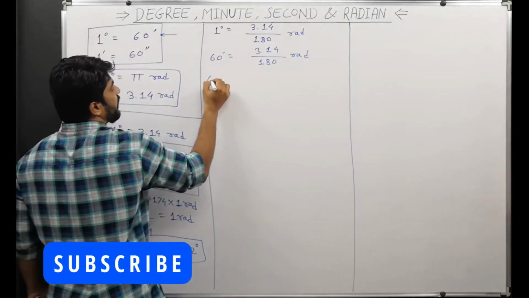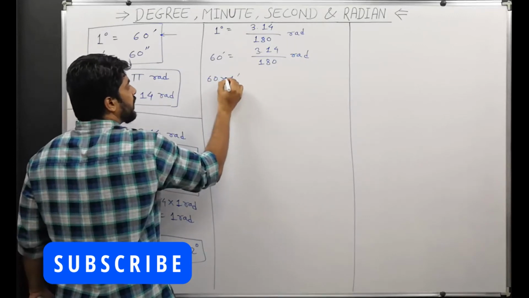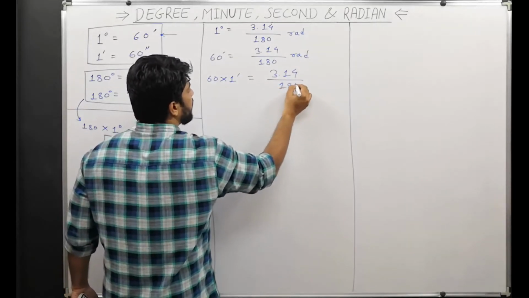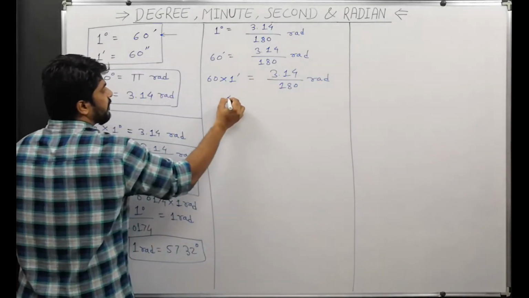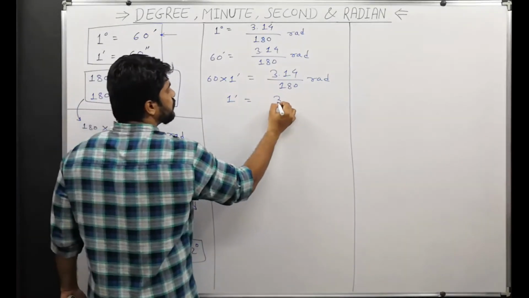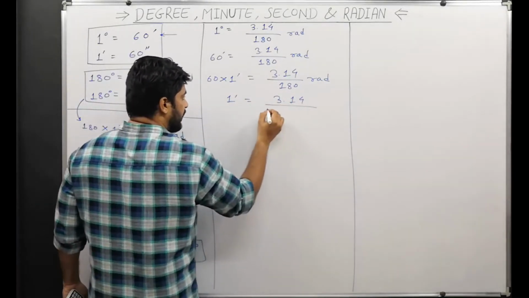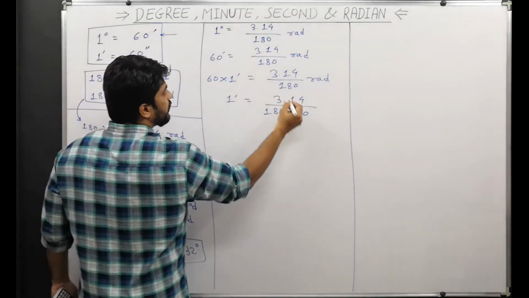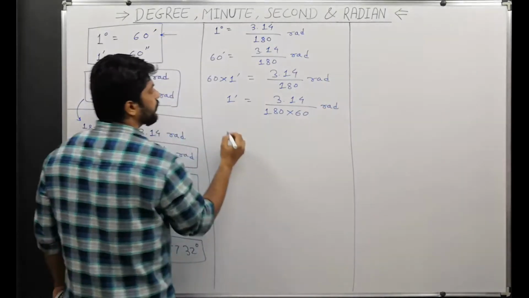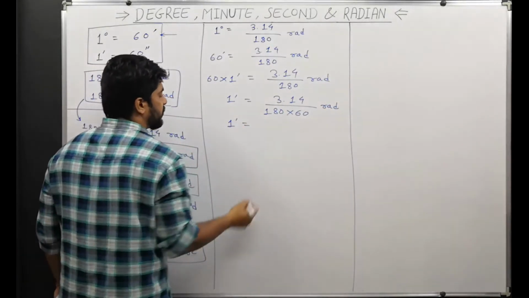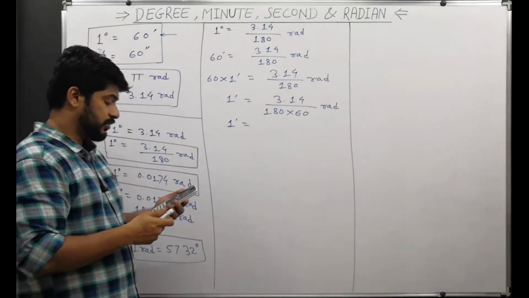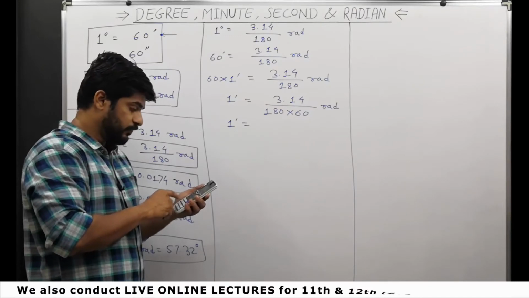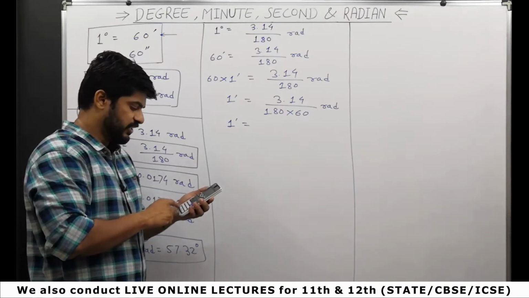Okay, now from this we can write 60 into 1 minute is equal to 3.14 divided by 180 radian. From this I can write 1 minute is equal to 3.14 divided by 180 into 60. Right? Just we have divided this. So 1 minute is equal to this, and we can just calculate this. This equation will give us 3.14 divided by 180 into 60.